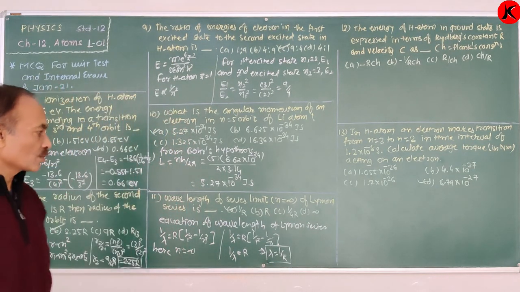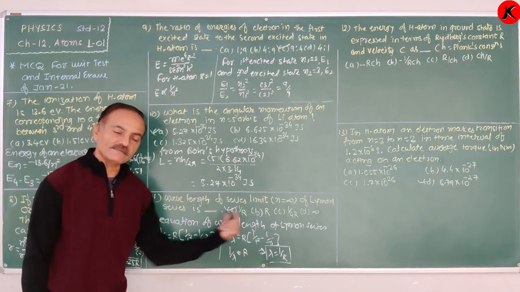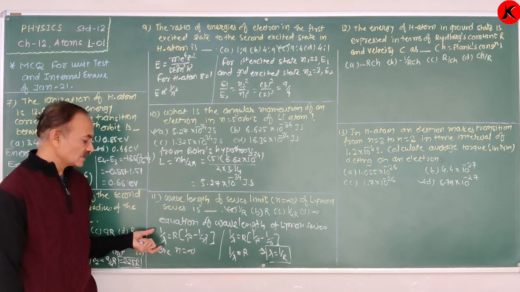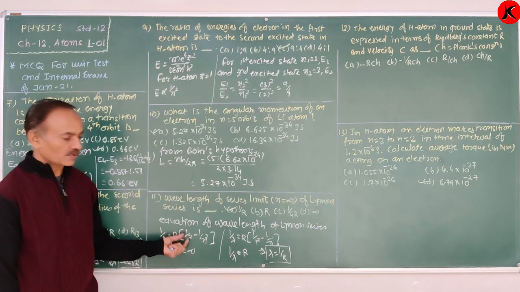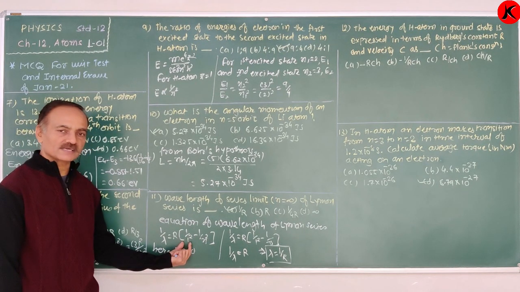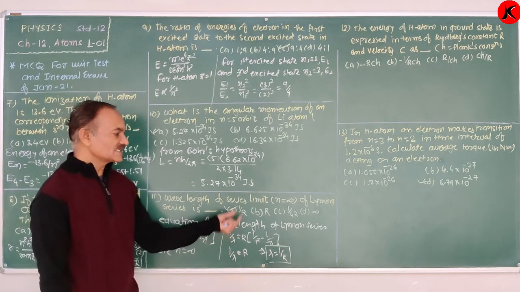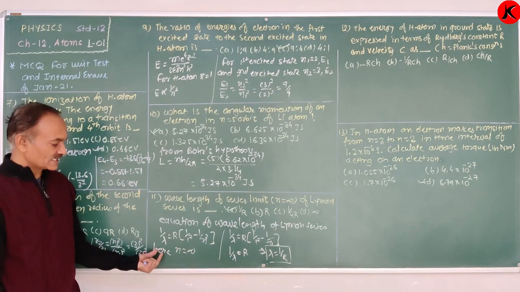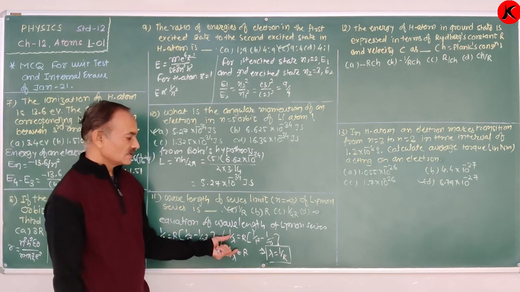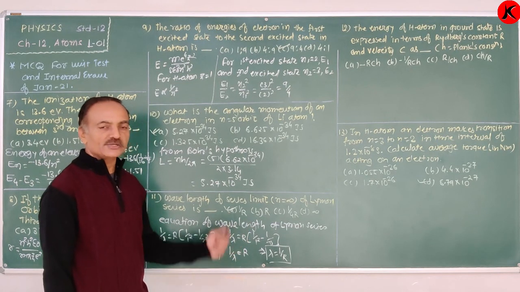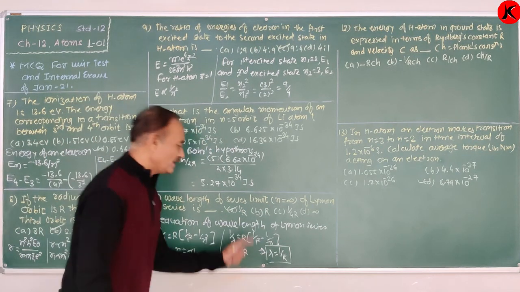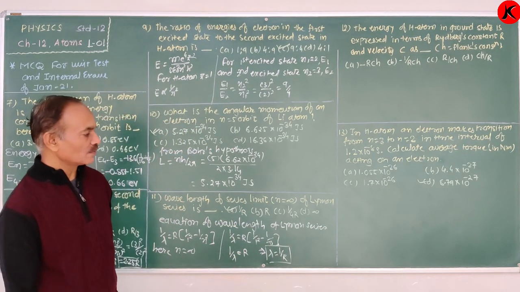So here we only have to use the general equation of the wavelength of Lyman series. This equation is 1 upon lambda is equal to R into 1 upon 1 square minus 1 upon n square. Here the Lyman series is given, therefore 1 square. Right? Now n is equal to infinite, so the electron makes the transition from infinite number of orbit to the ground state. So 1 upon lambda is equal to R into bracket 1 upon 1 square minus 1 upon infinite. Therefore 1 upon lambda is equal to R. Therefore lambda is equal to 1 upon R.